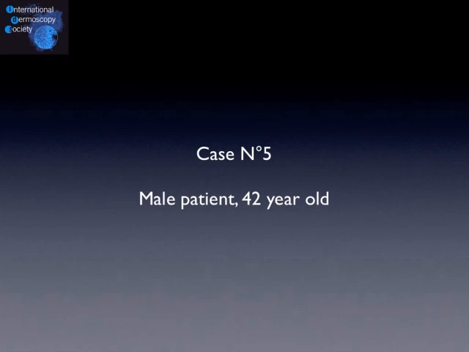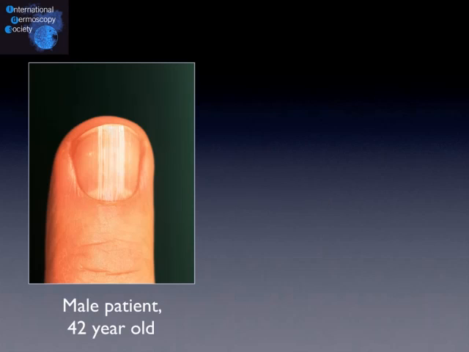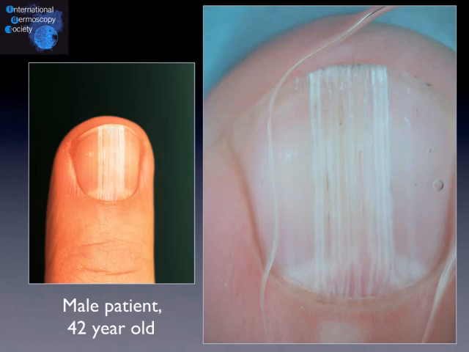Let's move now to our last case, case number 5. It's a male patient, 42 years old, and this is the lesion. It's not pigmented, it's a white stripe. The lesion is located on the second finger of the right hand, and you have a few seconds to examine the dermoscopic features.